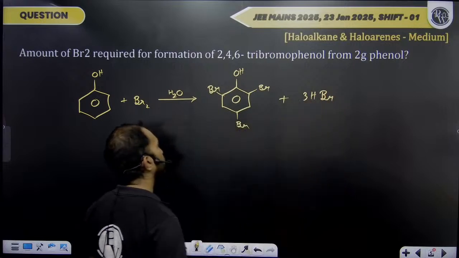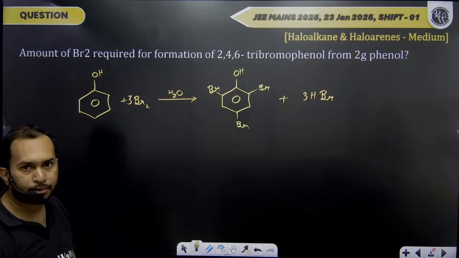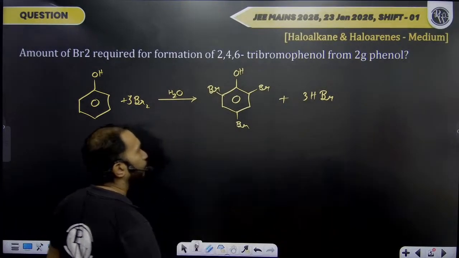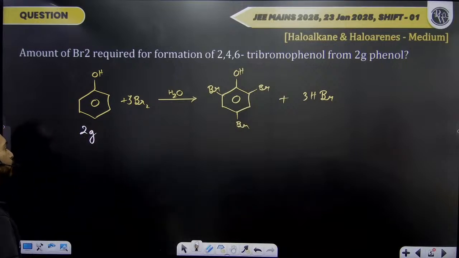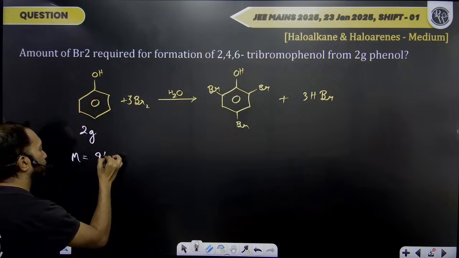If you balance the reaction, how many moles of Br2 do you need for 1 mole of phenol? 3 moles of Br2 you need, right? Okay, so now the question becomes very, very easy. What is the mass of phenol which is taken initially? 2 gram. Okay. What is the molar mass of phenol? If you calculate the molecular mass of phenol, it will come out to be 94 grams.